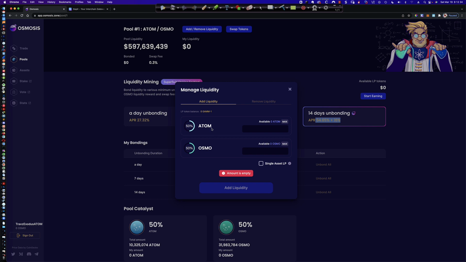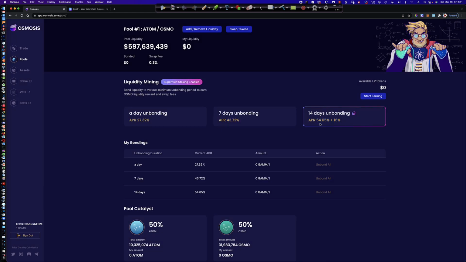Or, again, you could look at some of the other pools, 560, 561 for the superfluid staking. But again, I have to match the Osmo with an equal dollar amount of Atom in order to create the liquidity provider token, which I can then stake and earn the superfluid staking rate on, which right now, as you can see here, is right around 70%. So this 50-50 down here that we put into this pool as LP liquidity provider tokens, we bond it for 14 days, we're earning about 70%, and we're earning Osmo.